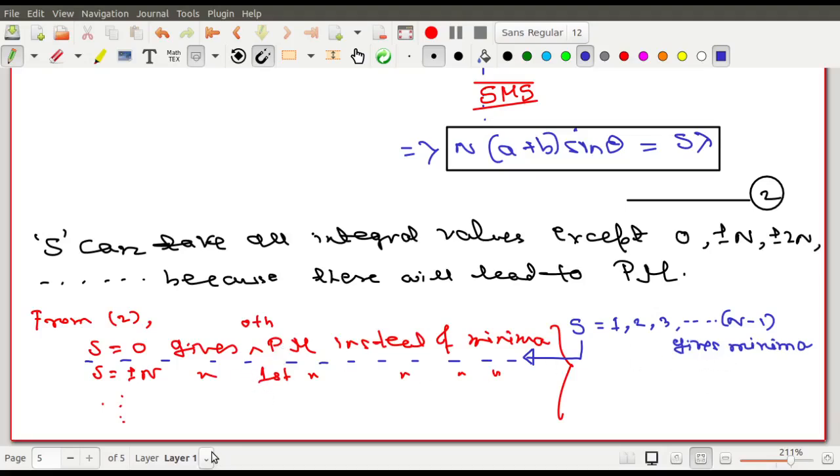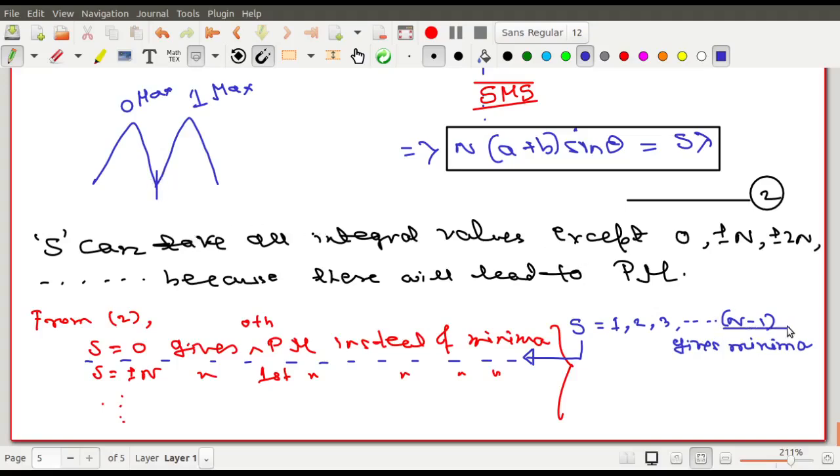Now comes the most important point of today's discussion. Please listen carefully. You have a maxima and you have another maxima. This is the 0th order maxima and this is the first order maxima. In between the 0th order and the first order maxima, how many minima do you expect? Definitely one minima, you expect one in between.